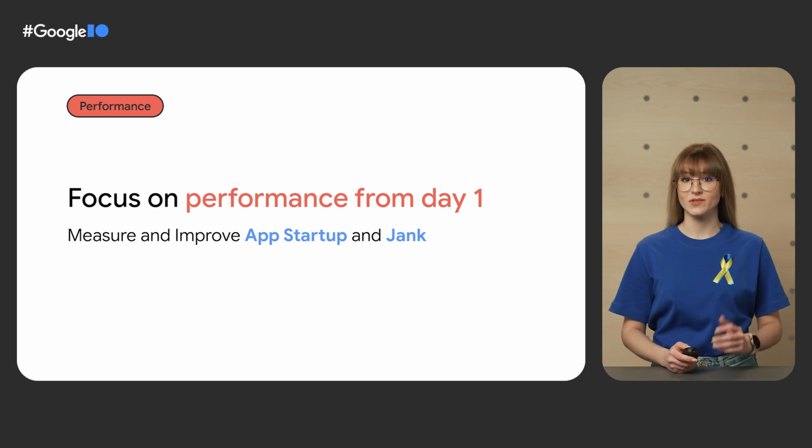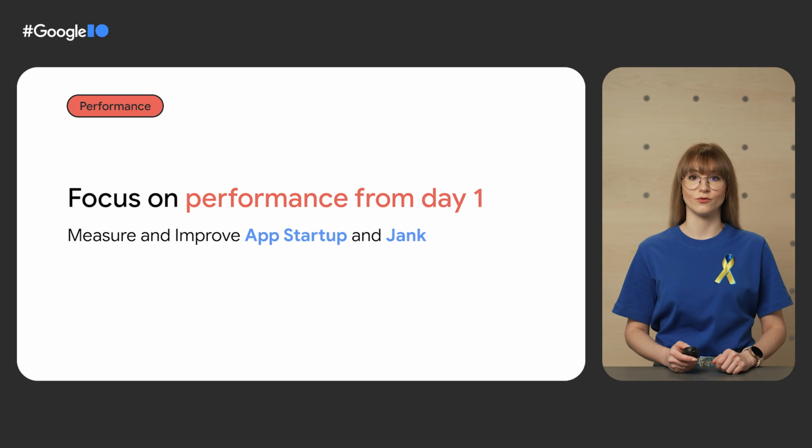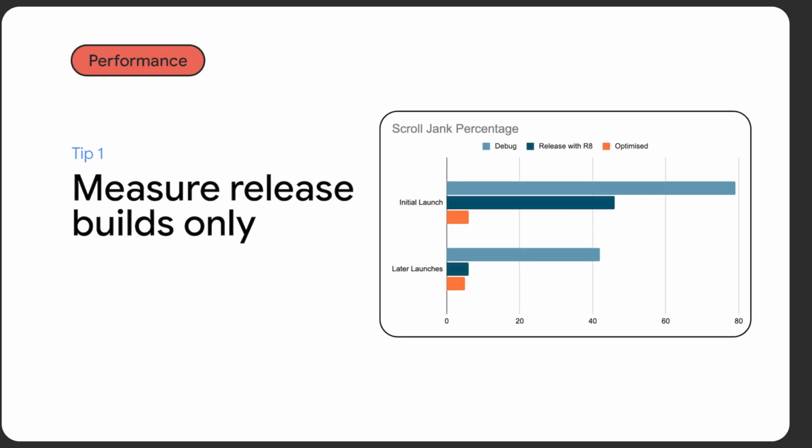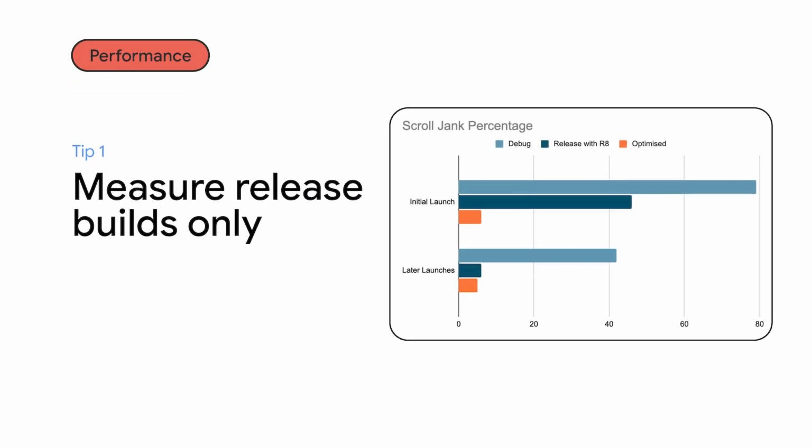So here are some simple tips to adopt tools and help you improve your app performance starting now. Tip number 1. Measure performance only with your release builds and never measure your debug builds. Everything that follows applies for the release builds. Run with R8 optimization and minification turned on.